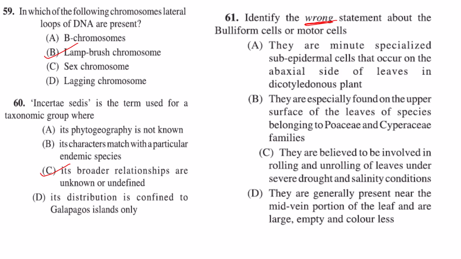So they have asked the wrong statement. They are minute specialized subepidermal cells that occur on the, not abaxial side, which is the adaxial side of the leaves in monocotyledonous plants, that is those belonging to Poaceae, the grass family, not in dicotyledonous plants. So that is the correct answer.